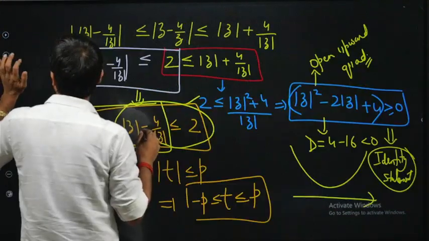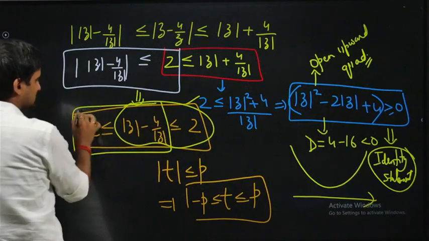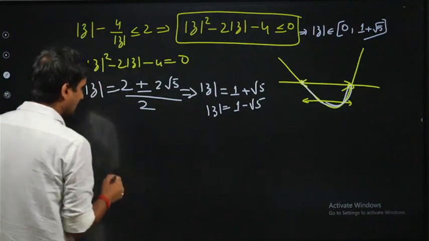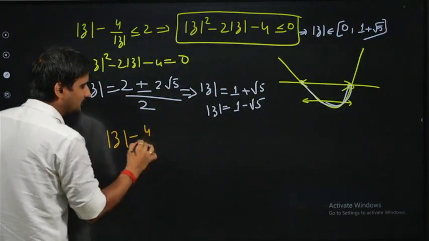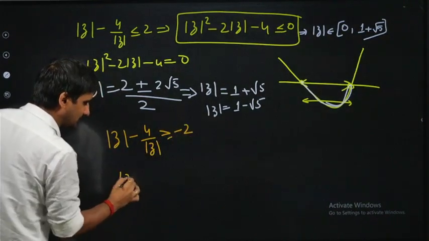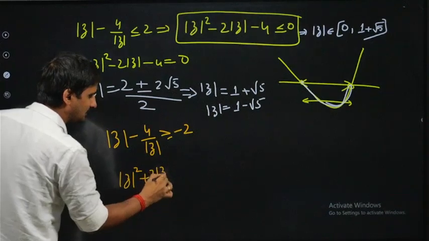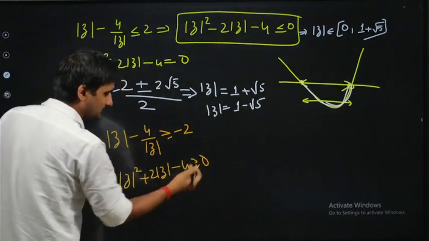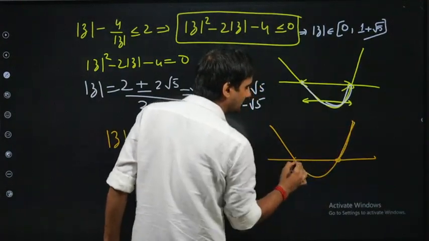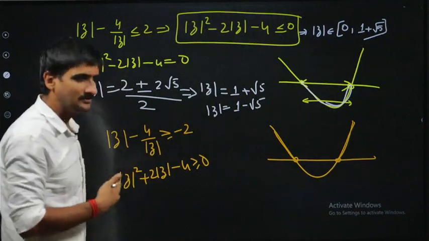Now solving the other one, this one. Just a minute. So it's mod of (z minus 4)/mod z is greater than or equal to minus 2. So what do we get? Mod z whole square plus 2 times mod z minus 4 is greater than or equal to 0. Now an open upward quadratic is positive beyond the roots: smaller than the smaller root, larger than the larger root.